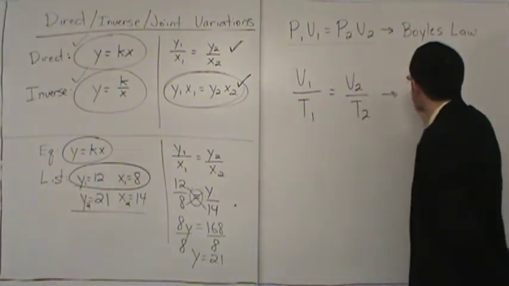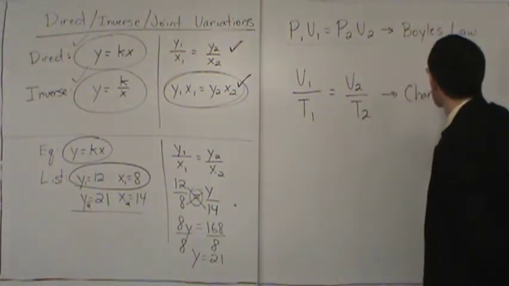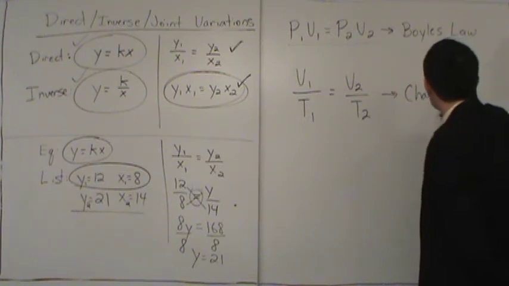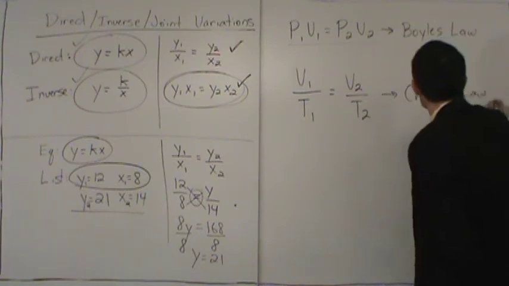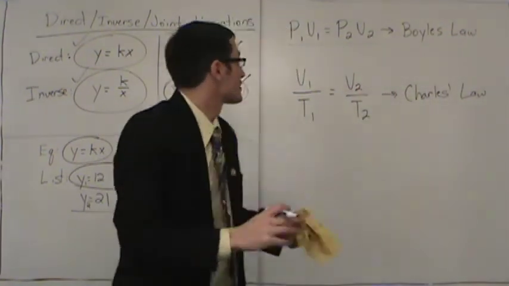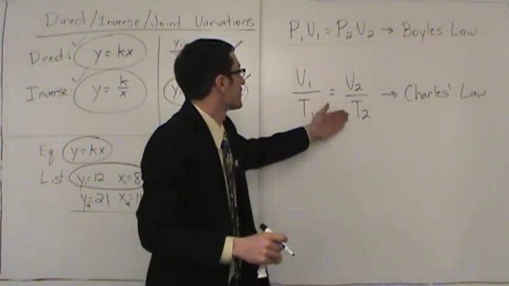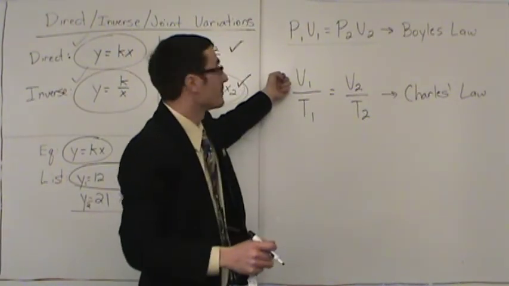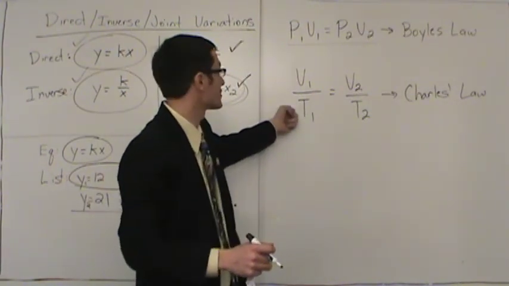This is called Charles' law. These are called the gas laws. Charles, C-H-A-R-L-E-S. Charles' law. I think I had that written wrong earlier. So this is V1 over T1 equals V2 over T2. This V represents volume, and T represents temperature.